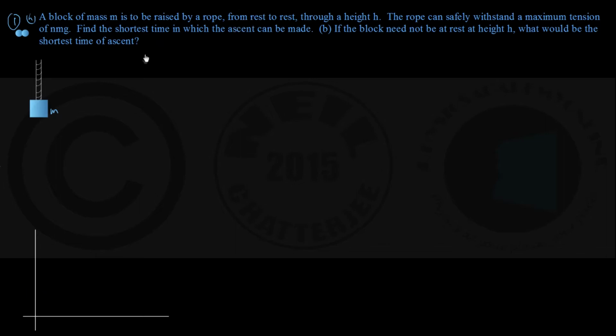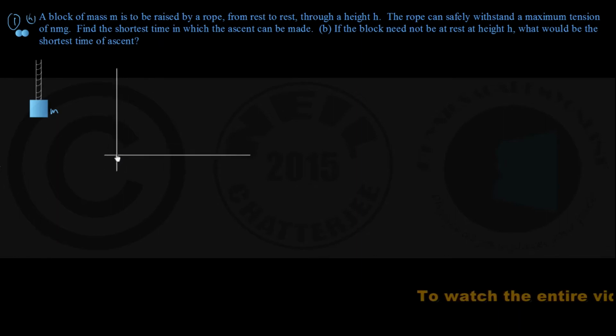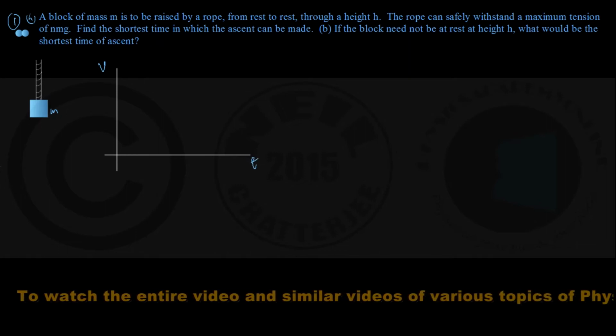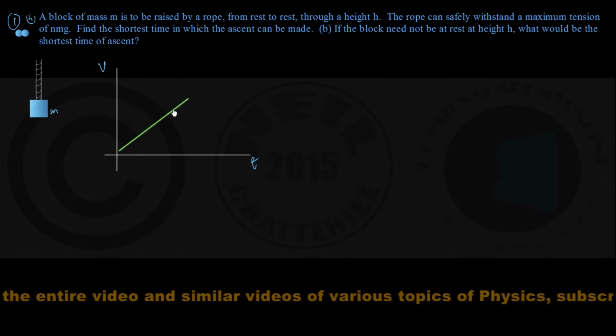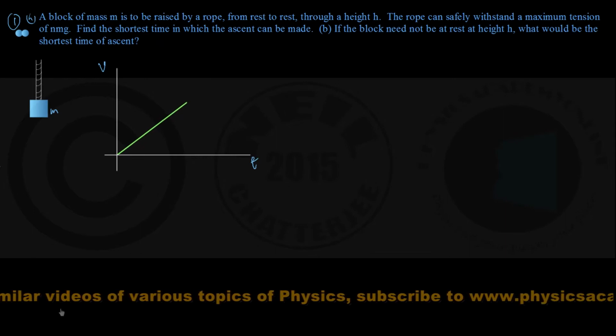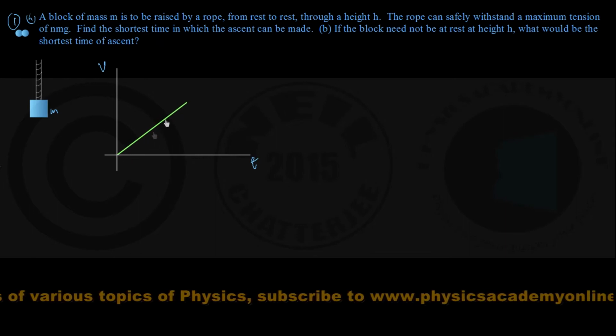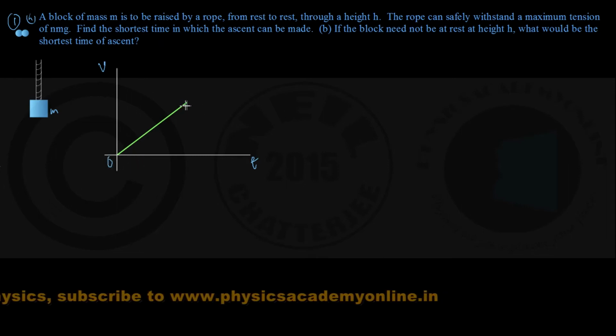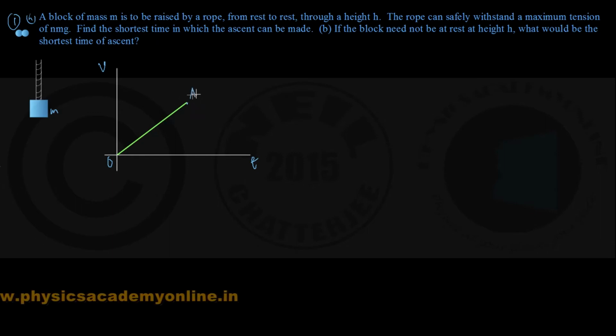So to understand this motion, the rise of this block, we can draw a velocity versus time graph for the block. v is plotted along this vertical axis, t along this horizontal axis. In the first part of the ascent, the block is raised by pulling the rope with a constant acceleration of a, say. So this part of the graph is a linear one with a constant slope equal to the acceleration. This is the origin O, and the end point of this first part of the journey, let it be called the point A on the graph.